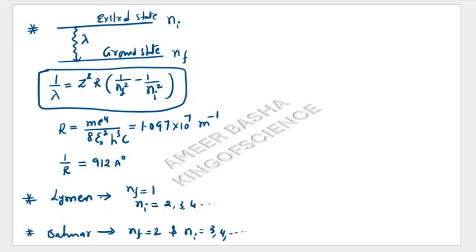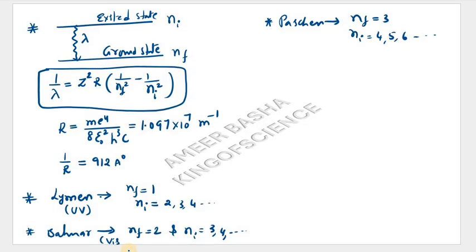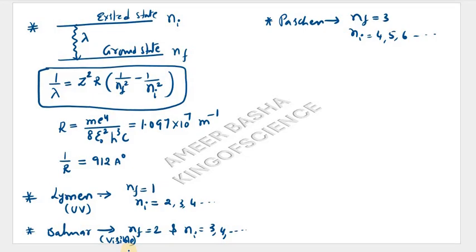Similarly, Paschen, Brackett, Pfund series will be there. Most of the cases for us, the Lyman series and Balmer series are important. The Paschen series also, if you want to write, finally the electron comes to 3 and initially it can be 4, 5, 6 and so on. The Lyman series lies in the ultraviolet region. The Balmer series is the very, very important one. It lies in the visible region. The Paschen series obviously lies in the infrared region of the electromagnetic spectrum. So you remember all these points.